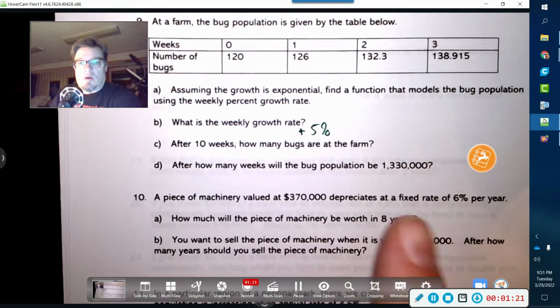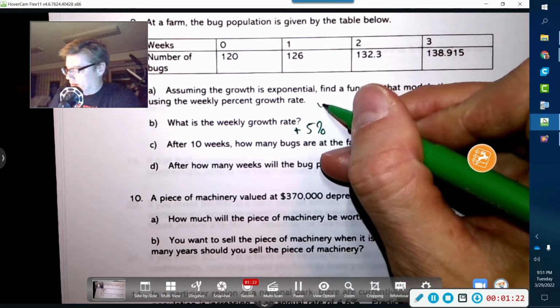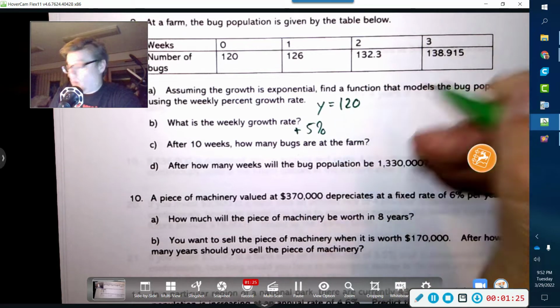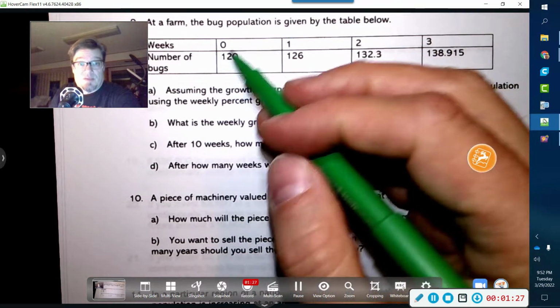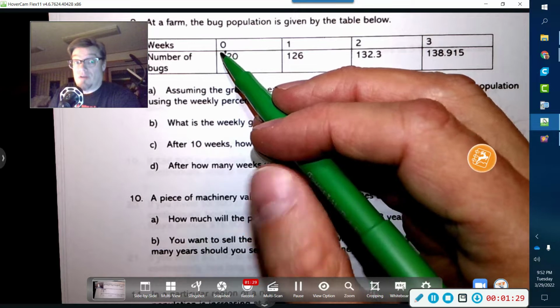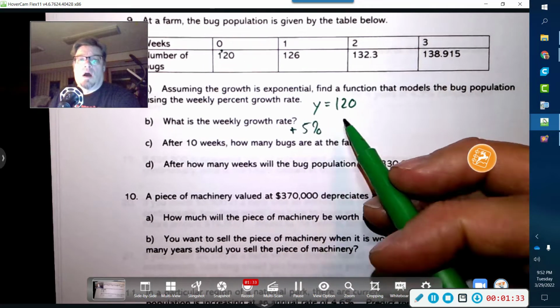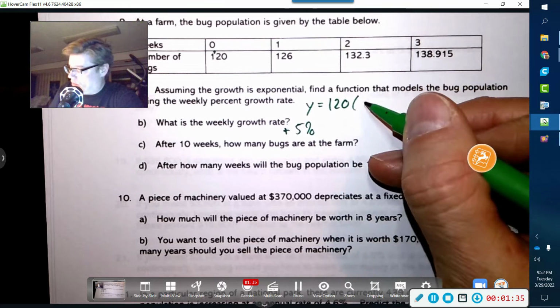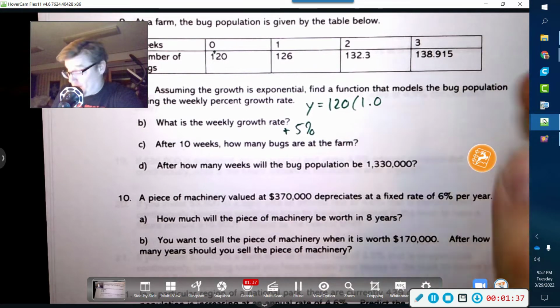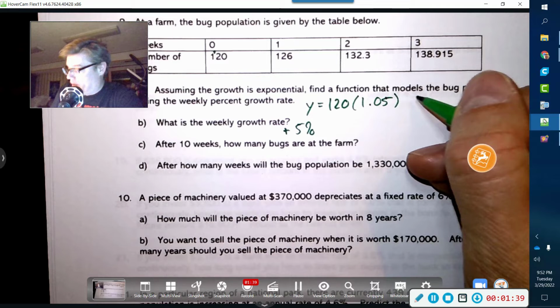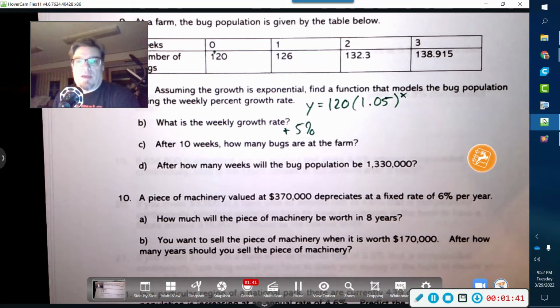Okay, so that is a 5%. And so the function would look like this. Y equals, our starting point is already given to us because we have time 0. Sometimes that's hard. It's kind of hard to figure out what that is to make your model work. But we've got a growth rate of 5%, so therefore we're going to add it to 1, and we're going to get that right there, okay?